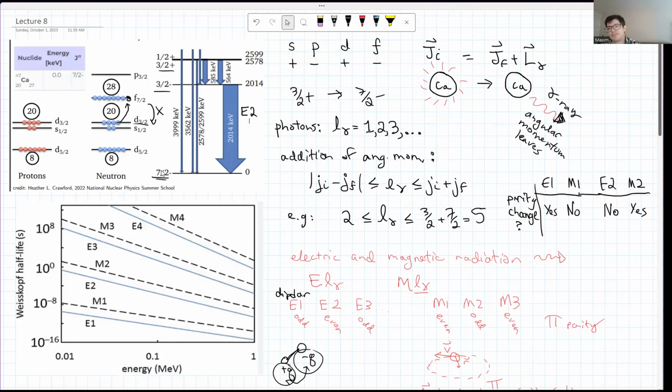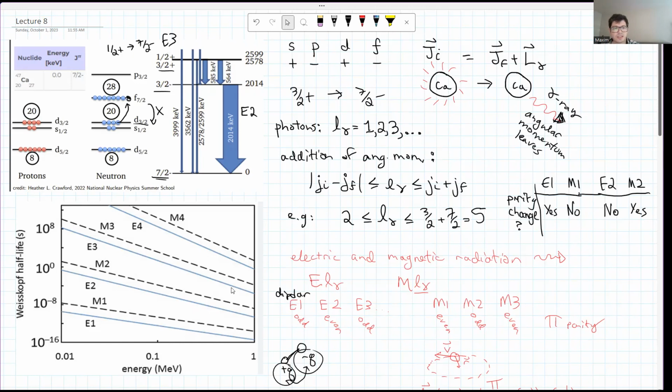1/2 to 7/2 is even worse because the minimum angular momentum is 7/2 minus 1/2, right, which is 3. So the transition between 1/2 plus to 7/2 minus has to be like an E3 transition, which is just not very likely. You can see that the estimated half-life for something like that is up here at 10 to the 8.